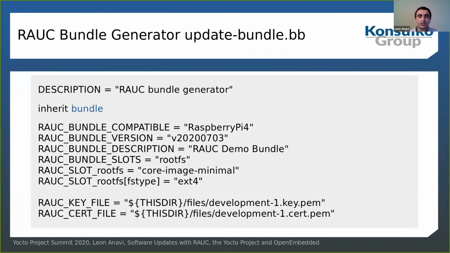And this is the recipe that generates the RAUC bundle. On several occasions, I've already mentioned the RAUC bundles. These are the artifacts that we install on the device, either over the air, or over an Ethernet cable, or using a USB stick. It inherits the bundle class. This class is coming from meta-rauc, and there are certain variables that we need to set. Of course, here you can see the RAUC key file and certificate that I have explained how to generate in the previous slide.